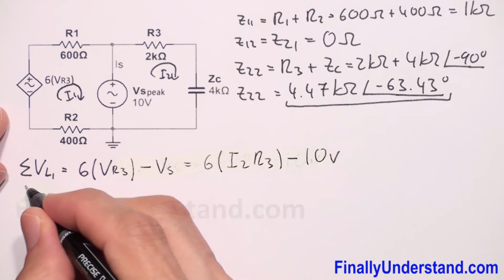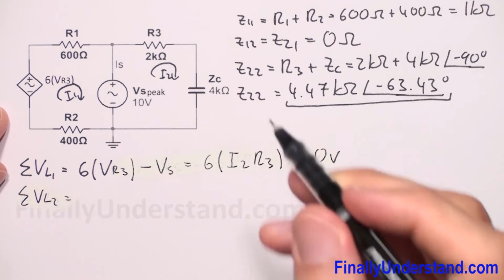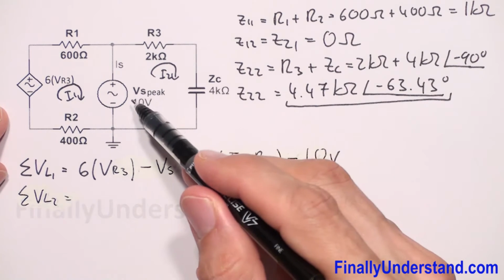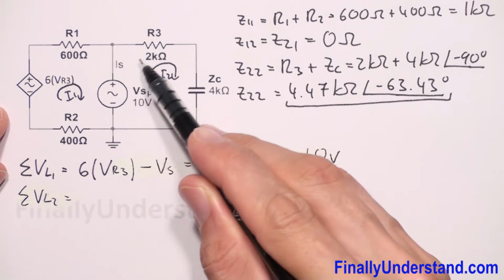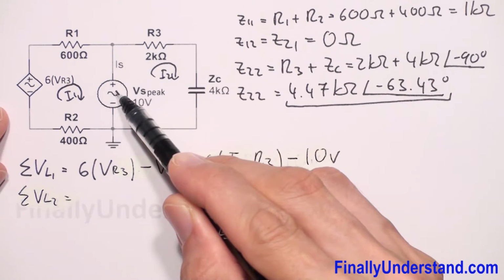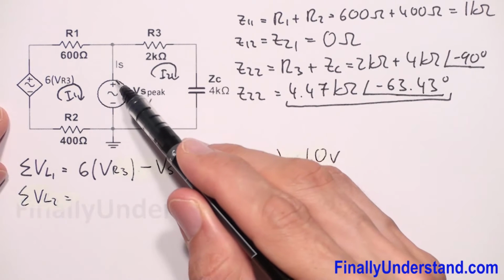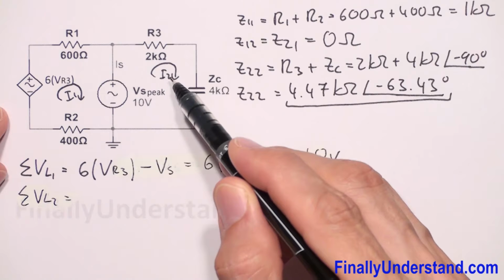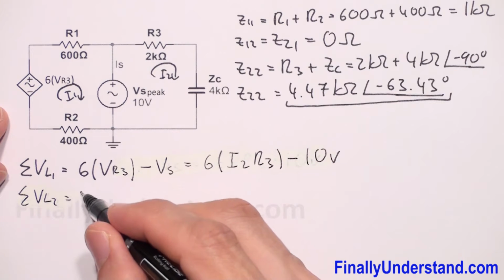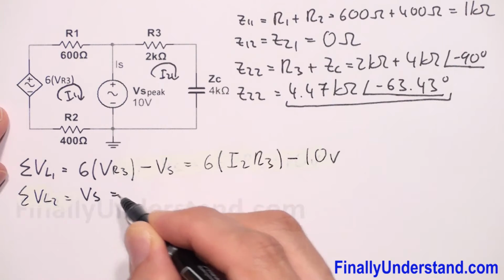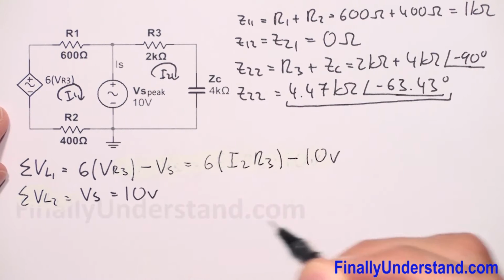Next I can find the sum of the voltages in loop 2. The sum of the voltages in loop 2 is nothing else but one voltage source, because in this loop we have just this voltage source, and it is going to push the current up, and the direction of this current will match the direction of I2. That's why this is going to be positive, so I have Vs, which is equal to 10 volts.